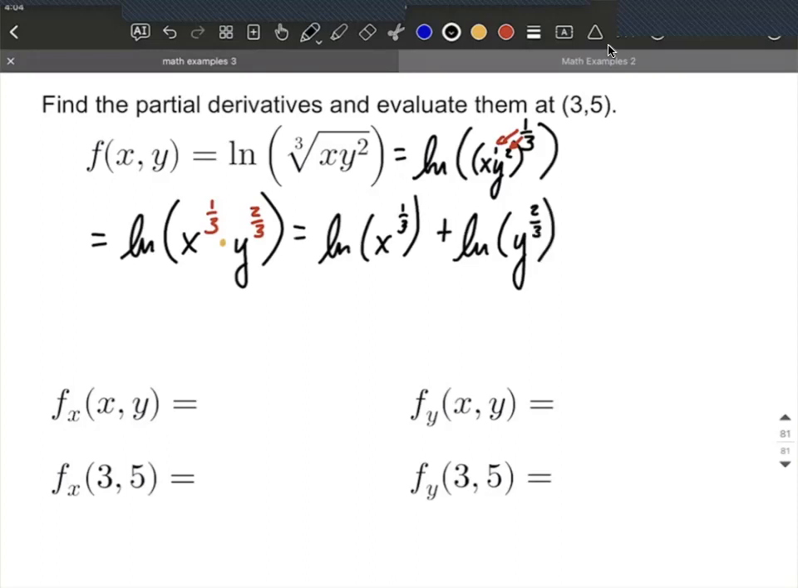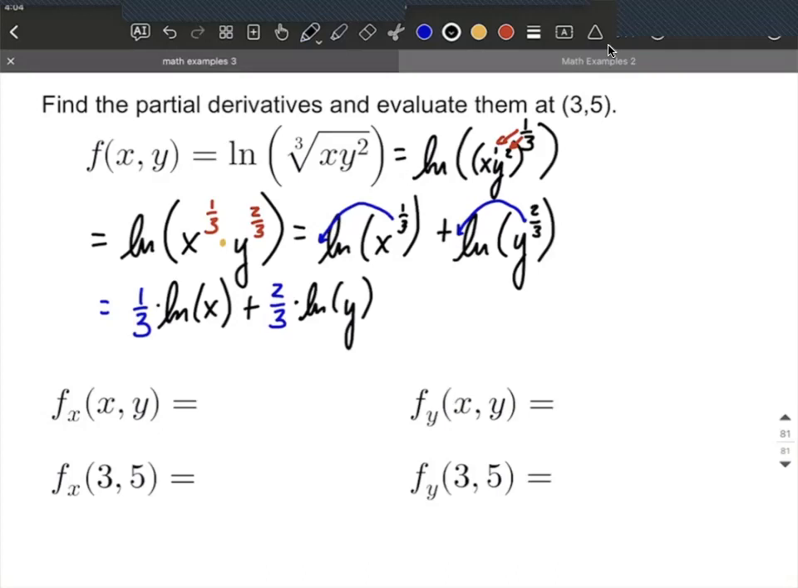At this point, we have an exponent attached to everything on the inside of our logarithmic function. So we're allowed by another log property to move these exponents down in front and make them multiples. So in this case, this is the same thing as 1/3 multiplied by natural log of x plus 2/3 comes down in front multiplied by the natural log of y.